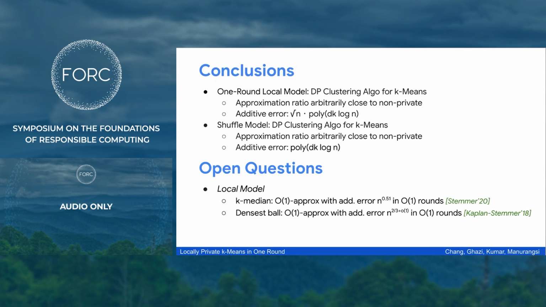For both of these problems, the best known approximation ratio in the local model are still constant but large constant factor approximations. In the case of k-median, the additive error is roughly square root n, but for densest ball, the additive error is n to the 2/3. It would be interesting to see whether we can get tight approximation ratio for these problems in the local model, and whether we can do those in one round. And for densest ball, since the additive error is n to the 2/3 at the moment, it would also be interesting whether we can get it down to square root n as well.